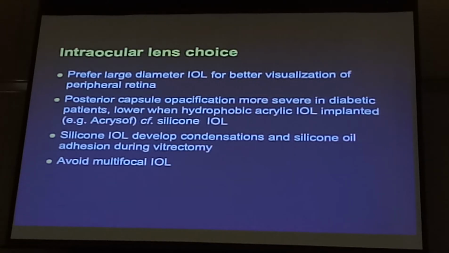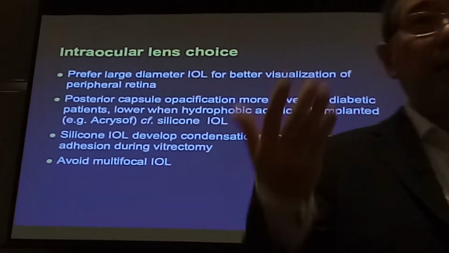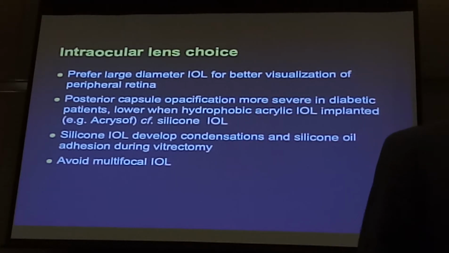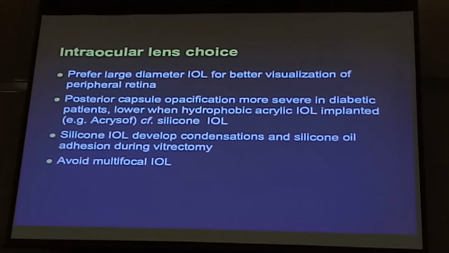Intraocular lens, I think, is still a little bit of a concern. Sometimes we have patients who have intraocular lenses that are maybe not appropriate. You want a big diameter as much as possible, especially if you expect that you're going to do PRP. Fortunately, we don't have silicone lenses so much now. In the past, that would be an issue, especially if the patient undergoes vitrectomy and silicone oil.